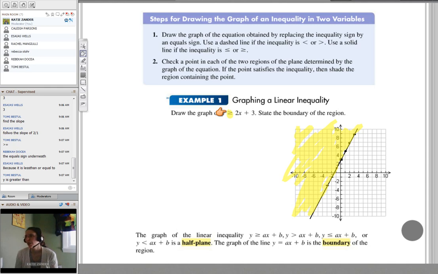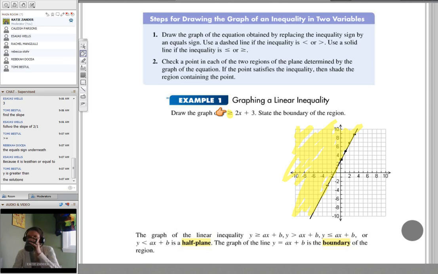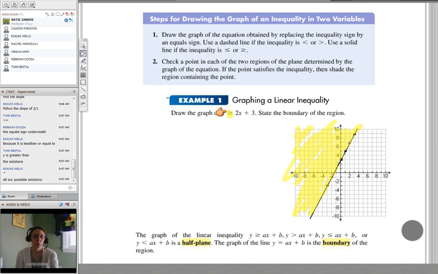What does the shaded region represent? Your solutions. Yep. If I were to pick a point on the line, would it be included in a solution? As a solution, I should say. Why?